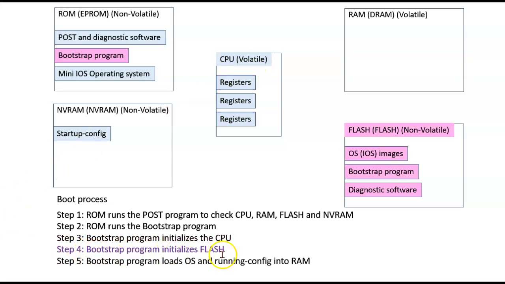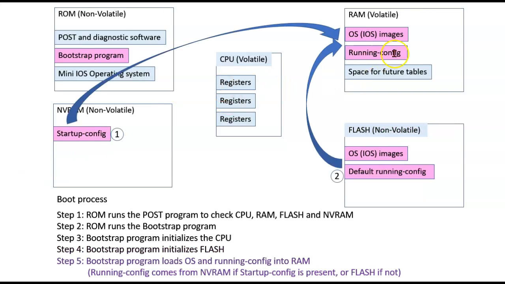Next, the bootstrap program initializes flash. It reads this information so it knows how to load and what to load into RAM. Next, RAM is finally populated. The operating system that you've selected to run on that router or switch is loaded. And then if there's a startup config file, that is loaded and becomes the current running config.